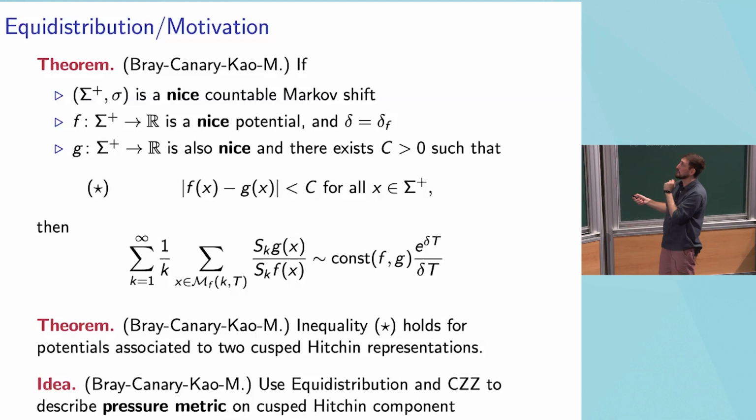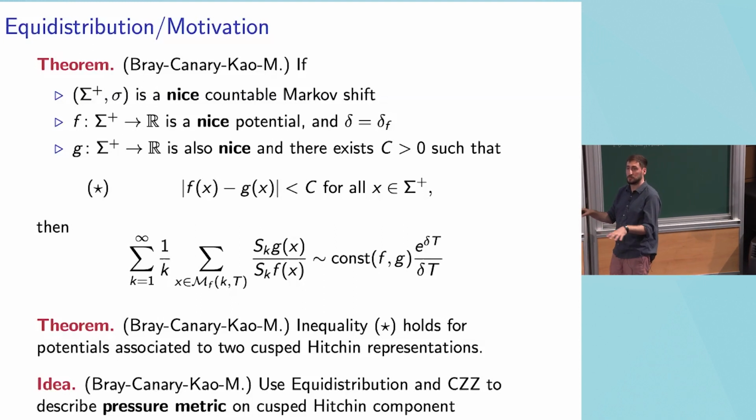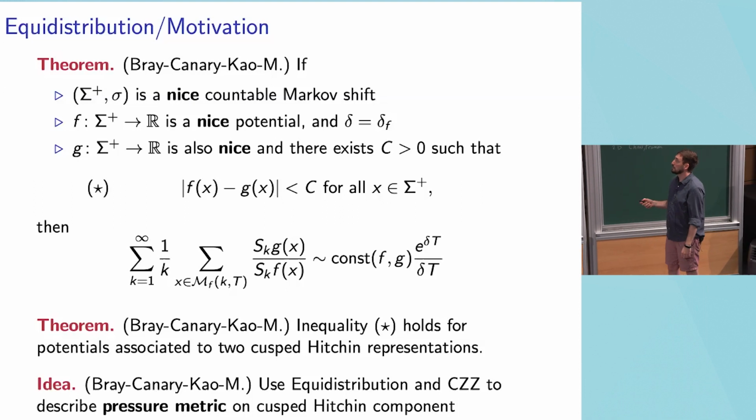So we also prove an equidistribution result for these objects. And this was kind of the original motivation, actually, of the project. Because in subsequent work, same people, we use this equidistribution result and work of Canary and Zimmer to describe the pressure metric on Cusped Hitchin components. That was maybe the original goal of the project. And so maybe I'll briefly say what this equidistribution result is.